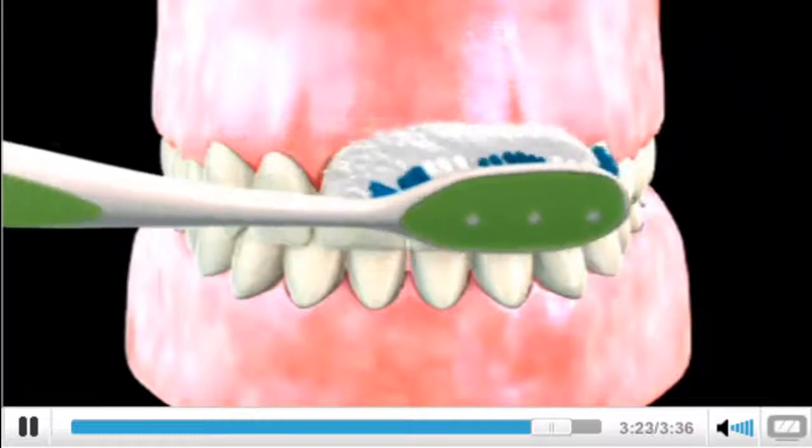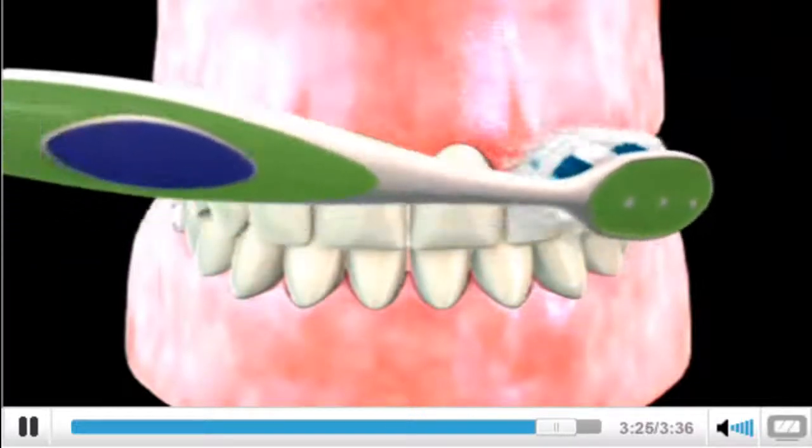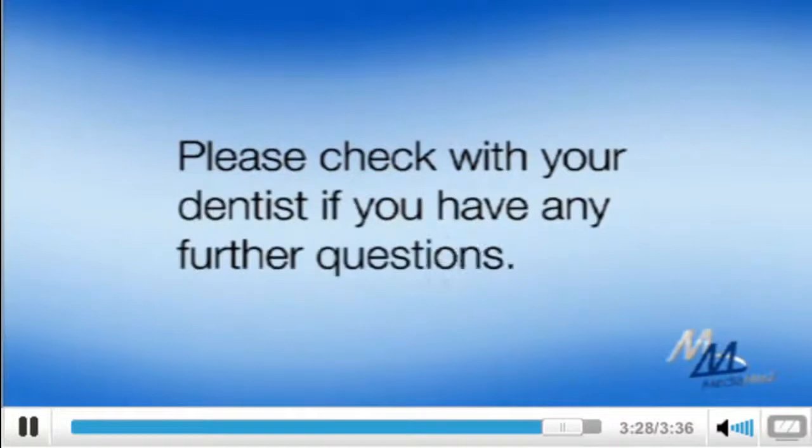Please be sure to ask your dentist for proper home care and post-operative instruction care. If you have any additional questions, please consult your dentist.